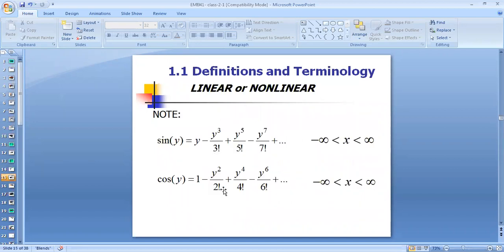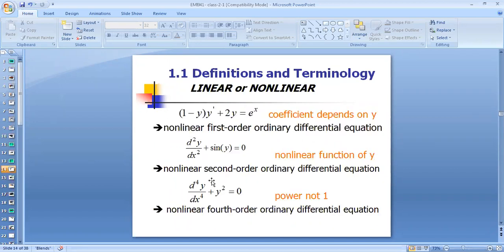Now the third one is a non-linear fourth order differential equation. Fourth order, why? The highest derivative is the fourth. The fourth derivative plus y squared equals 0. The power is not 1, that means y squared, which is the coefficient multiplied with y. This is why it is also a non-linear differential equation. So just by looking at a differential equation, we must know its order, its degree, and its linearity or non-linearity. I hope this lecture will help you to understand the differential equation better.